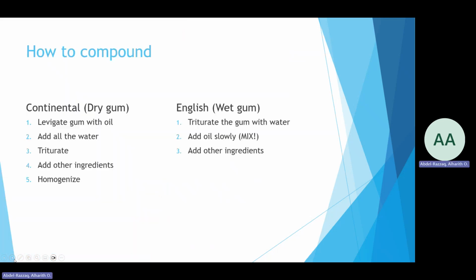So now we're going to get into how to compound. We have two main methods that are used. First one is going to be our continental or dry gum method, and then the other one is going to be our English or wet gum method. With the dry gum method, we're going to start by levigating our gum with oil, and then all at once, we're going to add the water. Then we're going to triturate by shaking whatever mixture that we have in a bottle or mixing it in a mortar until we hear a cracking sound, or until the mixture is creamy white.